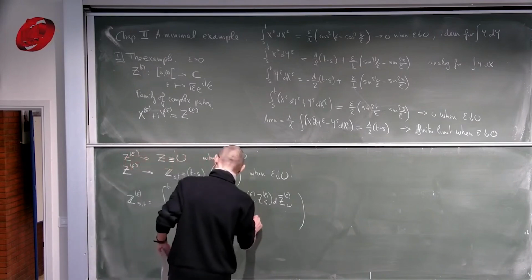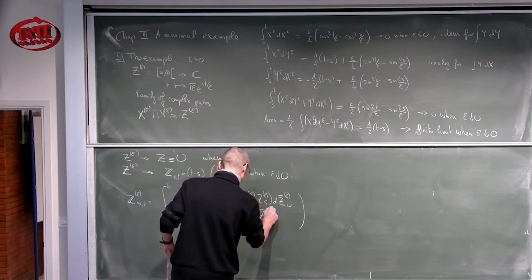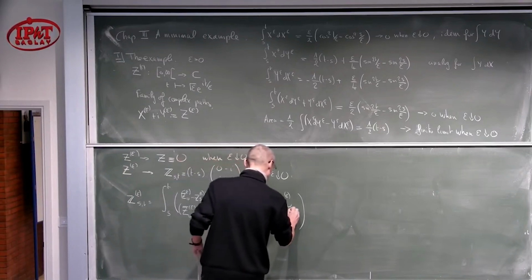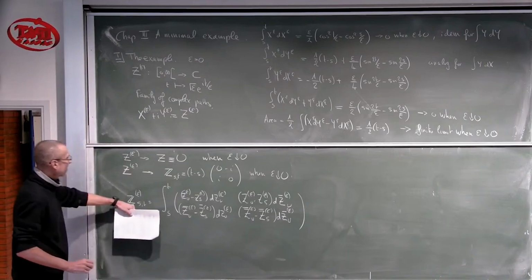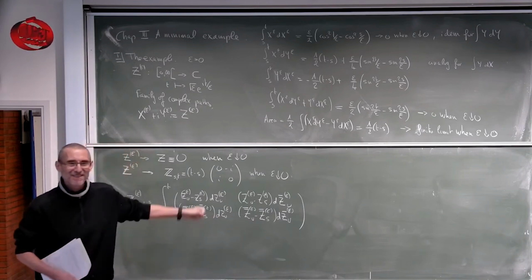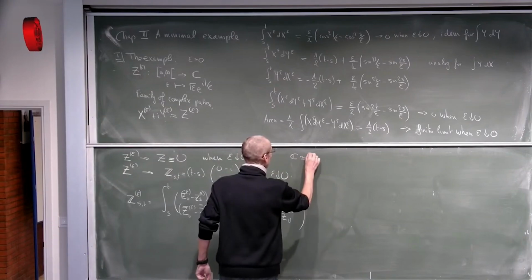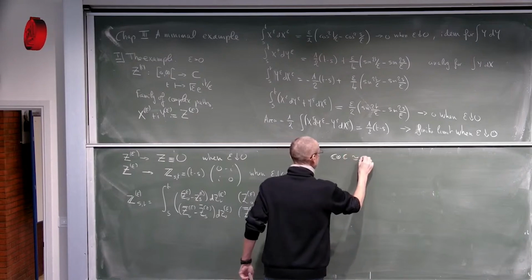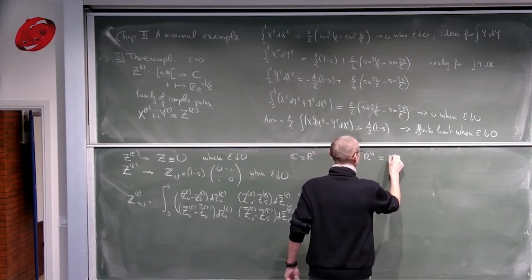Z bar epsilon_u minus Z bar_s epsilon dZ bar_u epsilon. You see, this one had 2 components, so this one has to have 4. So this is what it has in this representation. C is the same as R2. So C tensor C is the same as R4, which I identify with 2 by 2 matrices.